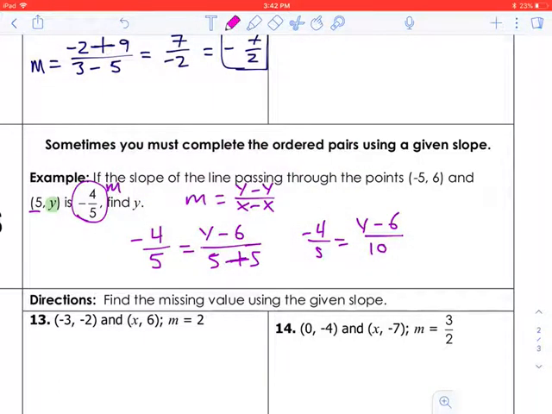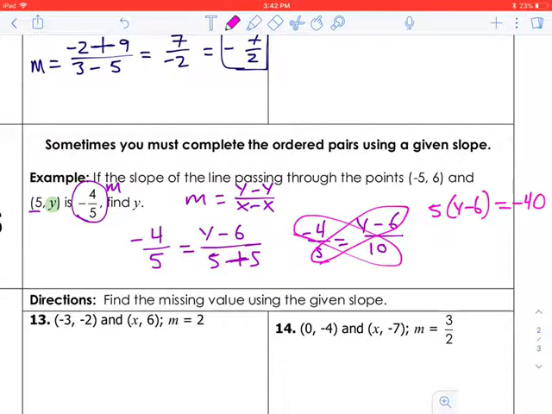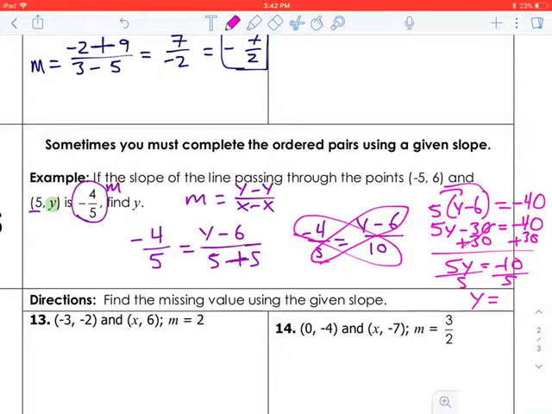This is a proportion. So cross multiplication means I'm going 5 times y minus 6 equals negative 4 times 10 is negative 40. And then I just solve. So I can either divide by 5 or distribute. I think most of you would probably decide to distribute, which is fine. And so I'm going to get the y by itself and find out what this y value is. So 5y equals negative 10. Divide by 5, I get y equals negative 2. And there's my missing value.